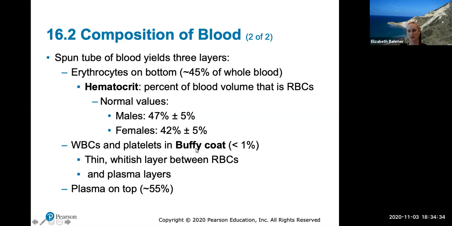And then the buffy coat makes up less than 1% of a blood sample. And this is where your white blood cells will be found and all of your platelets. And then the plasma will float to the top because it's less dense than the erythrocytes. And that makes up about 55%.